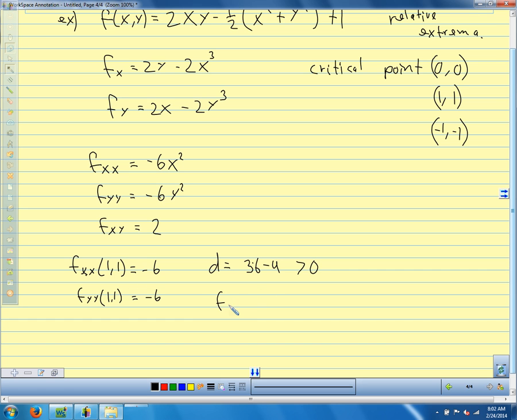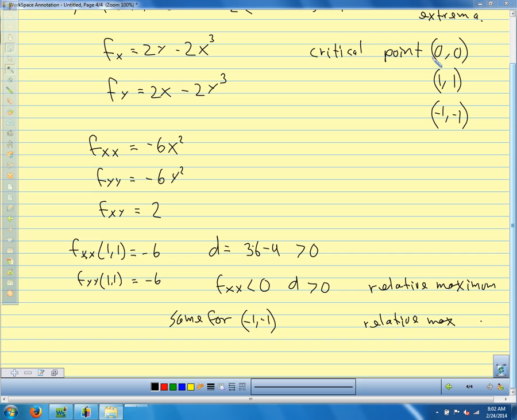So at 1, 1, f sub xx is less than 0, D is greater than 0, so we have a relative max. And if I plug in -1, -1, I get the same exact values since I'm squaring. So this is going to be the same thing for -1. So we have a relative max at 1, 1 as well.